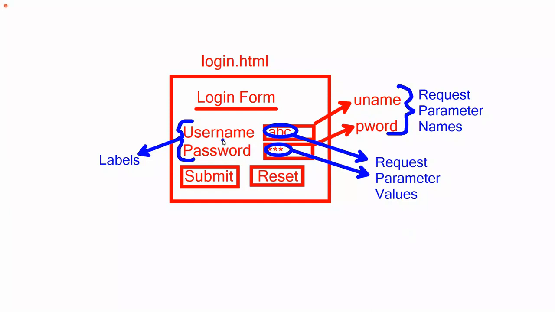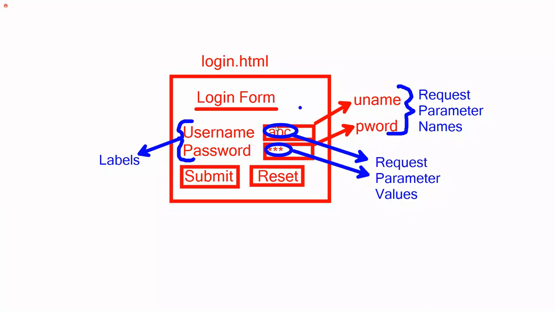Now, this username, password is present in the program and also in the output. And this ABC, XYZ is only in the output; in the program it doesn't appear. But uname and pword appear in the program, but not in the browser. These two are required for Servlet purposes.